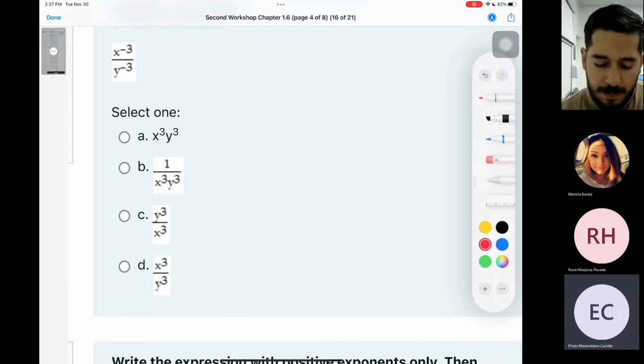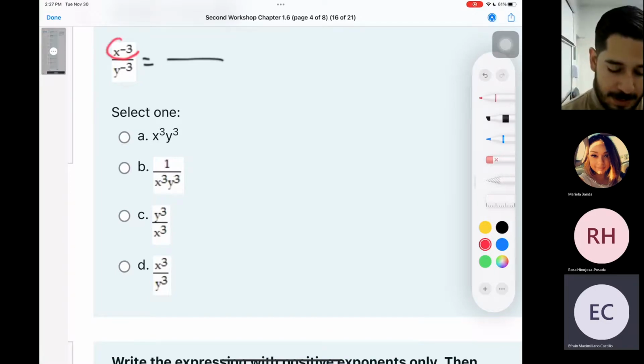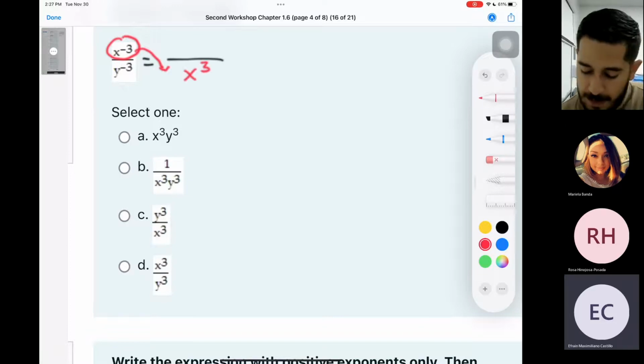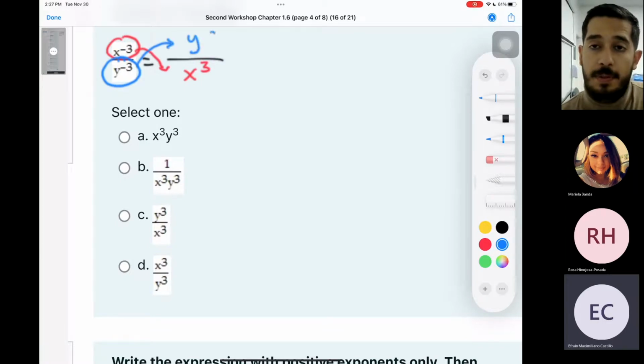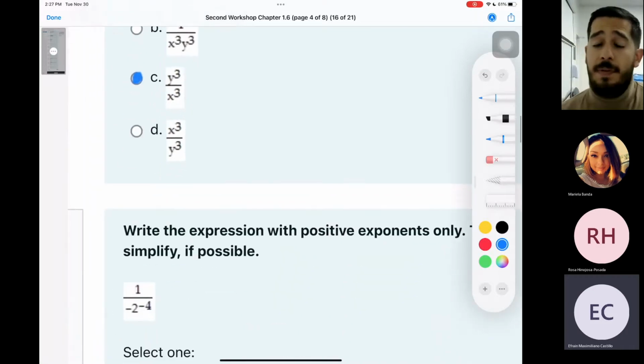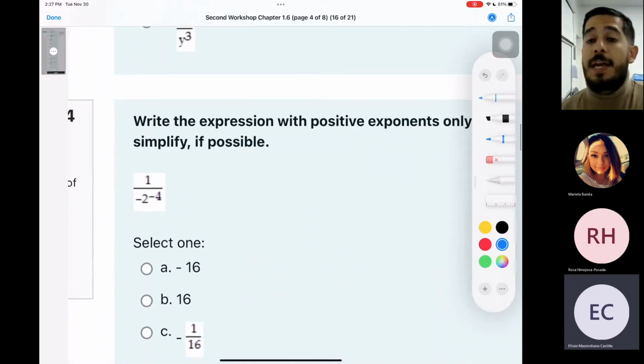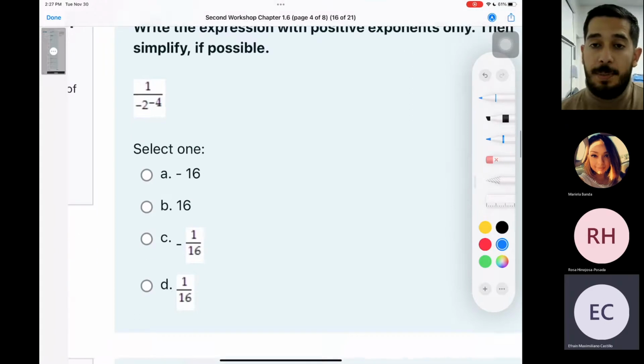Okay, let me draw my fraction here. I have a negative exponent on the x. That means the x has to go down. Now it becomes positive. I have a negative exponent on the y. That means the y has to go up. Then it becomes positive. Okay, so y cubed divided by x cubed. Any negative exponent that you have, if it's a variable, if it's a number, it has to go to the other side, to the opposite side.